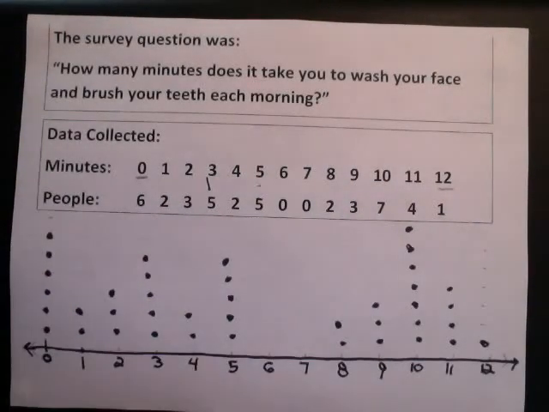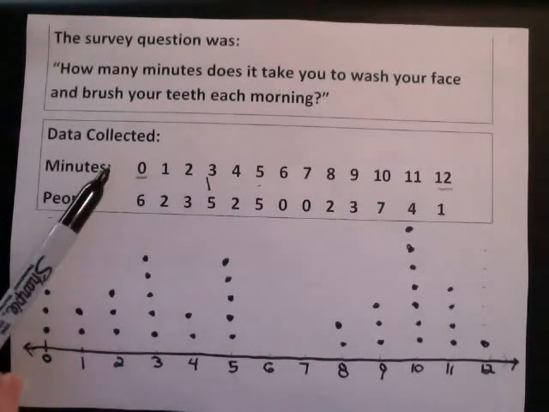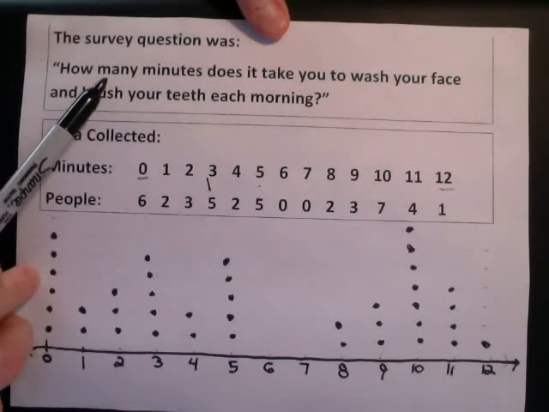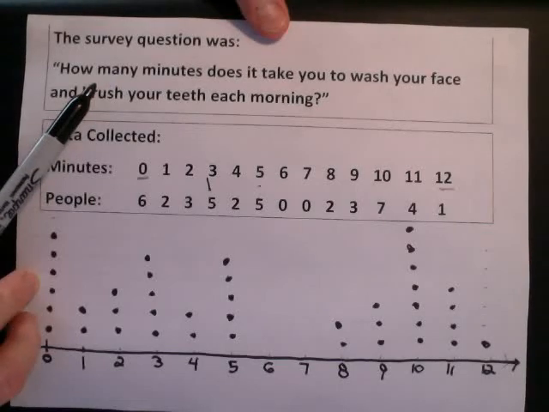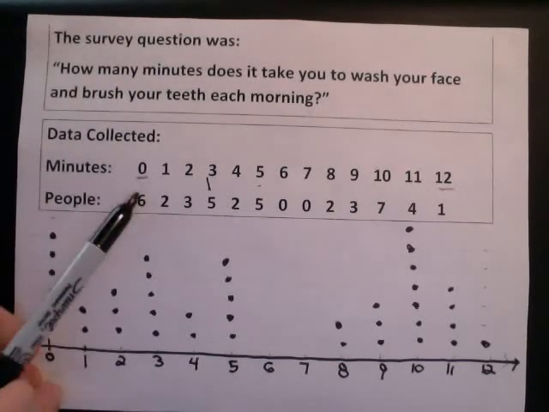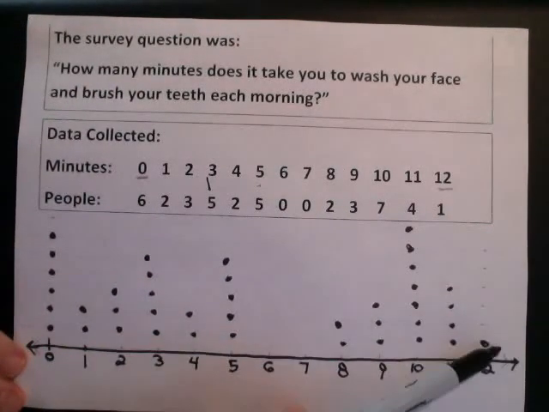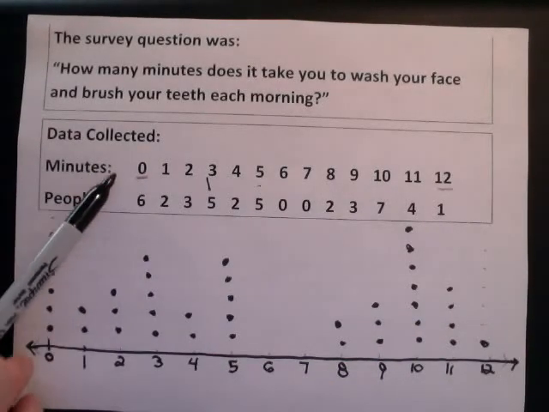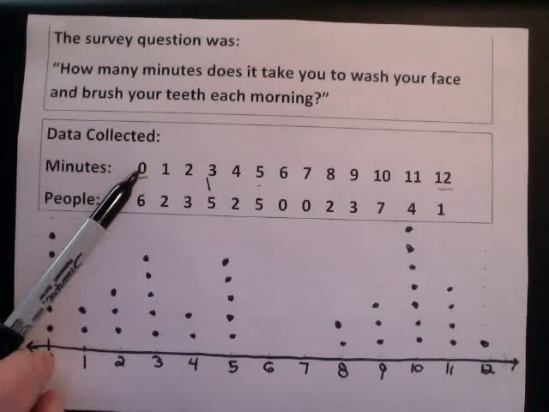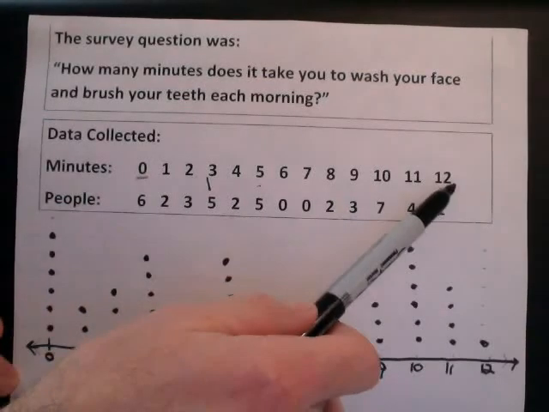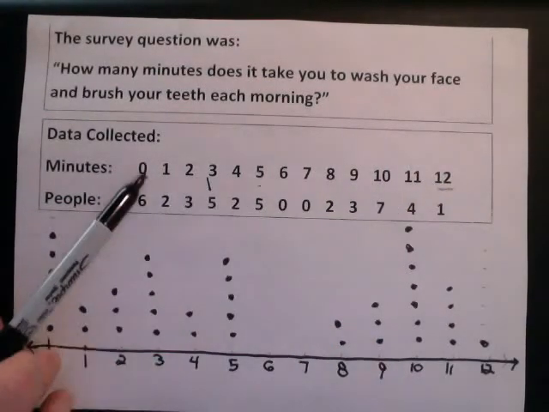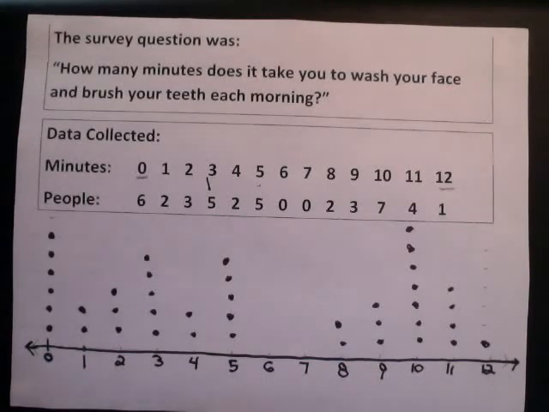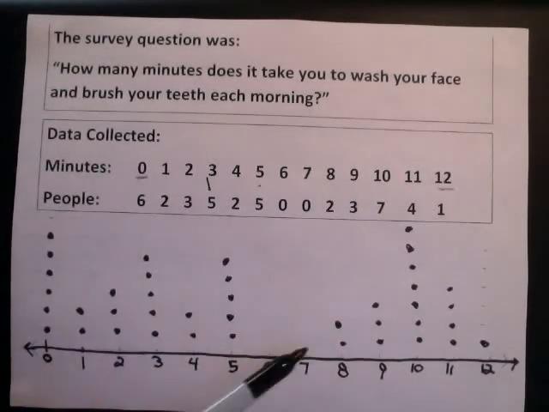So now that we have our data here, you can see that we took a survey and said how many minutes does it take you to wash your face and brush your teeth per day. And we surveyed a bunch of people. That's going to vary, so those would represent our dots. But what we do know for sure is the number of minutes is going to be 0 to 12, so we would use that as our range on our number line. All right? And then we can answer some questions based on this data.